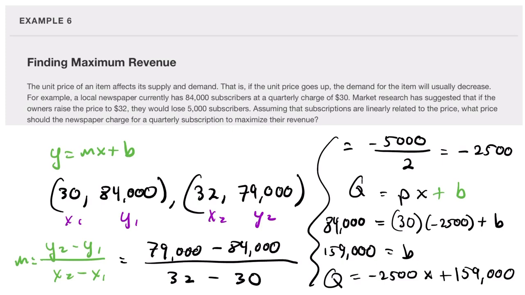Okay. So now in order to maximize this, it looks like that's going to occur when X is 0, if they charge 0. So what price should they charge? Let me see. What price should the newspaper charge for a quarterly subscription to maximize the revenue?